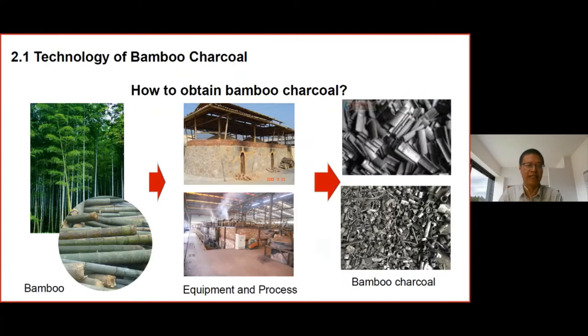First, I will introduce the technology of bamboo charcoal. How do we obtain bamboo charcoal? This picture will be easy to understand. Bamboo charcoal is made from bamboo material, which is processed under certain technical conditions through traditional brick earth kilns and mechanical kiln equipment to obtain different bamboo charcoal.